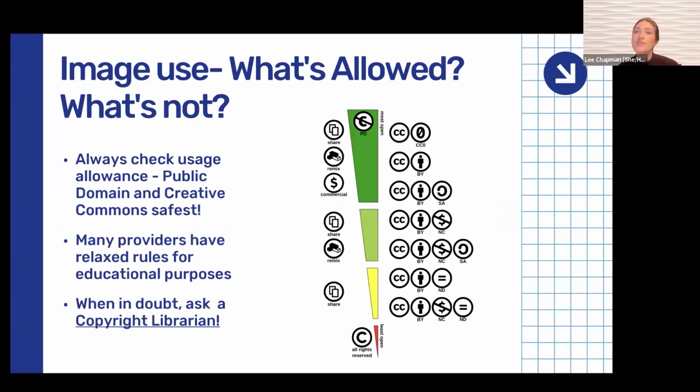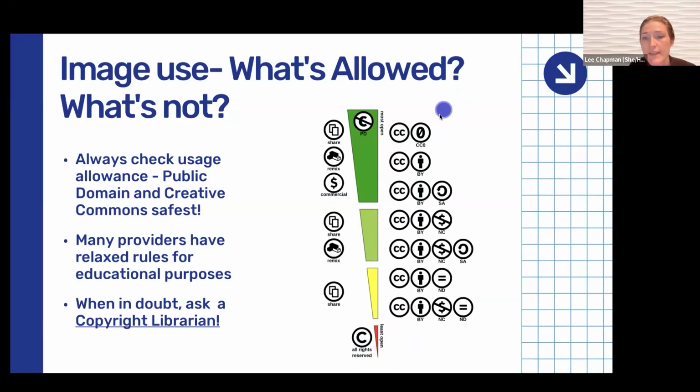Okay, so image use, what's allowed, what's not allowed. Before you just grab images off the internet or generate them in AI, check what's allowed and what's not. So the safest thing to do is to look for public domain images, which is up here. So this is a Creative Commons scale. Down here we have the least open usage, that's a copyright image with all rights reserved.